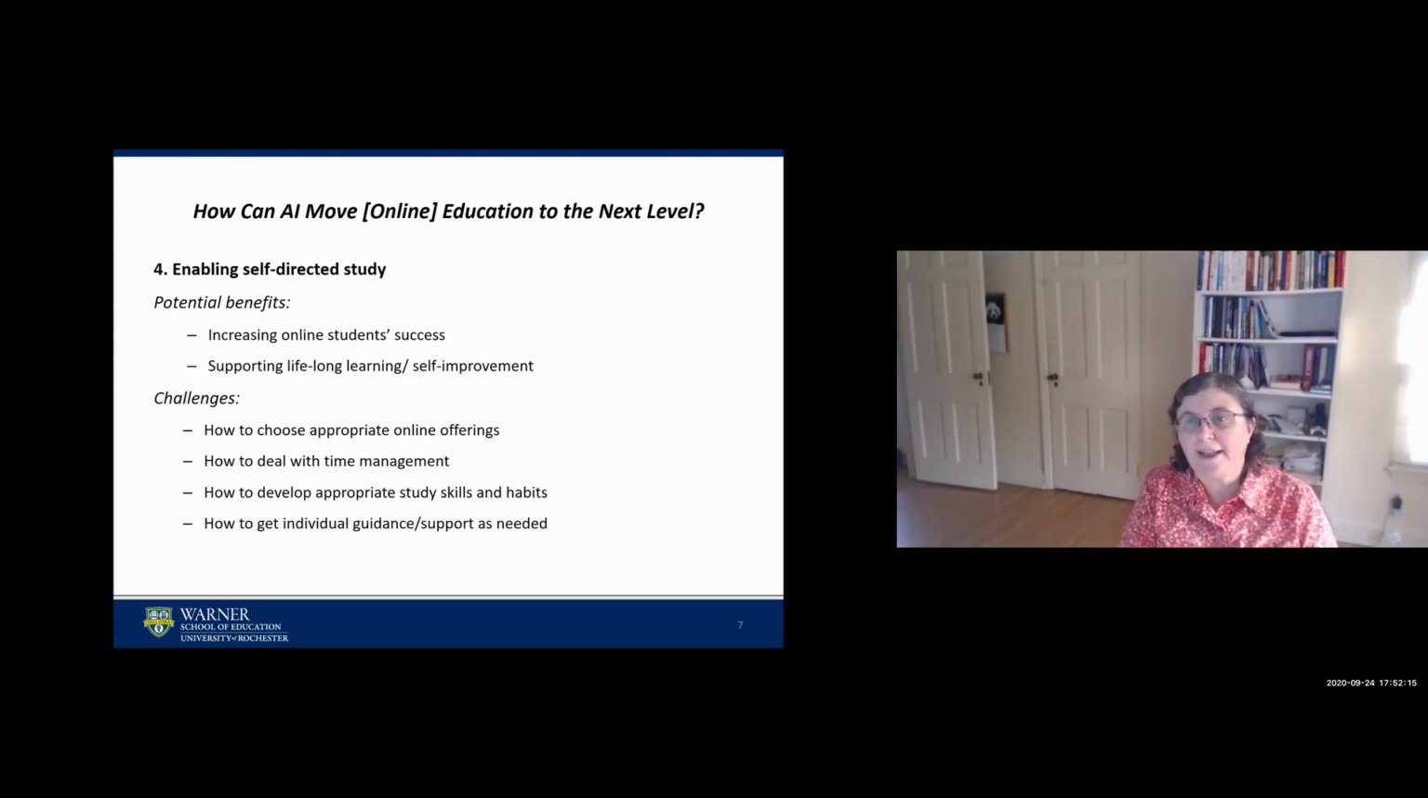One of the advantages of online is that you can be more self-paced, you can do things at your own convenience and time, but the downside of that is that many online students don't succeed because they don't have the time management skills, the drive, the capacity to actually keep up with the work.